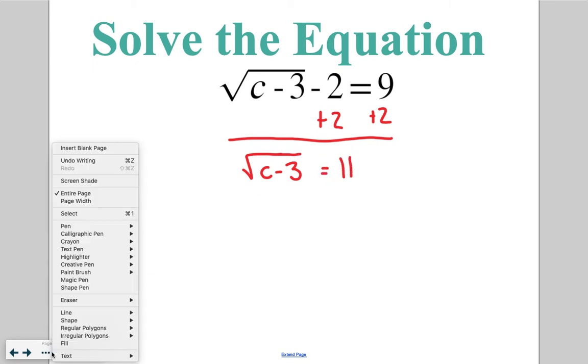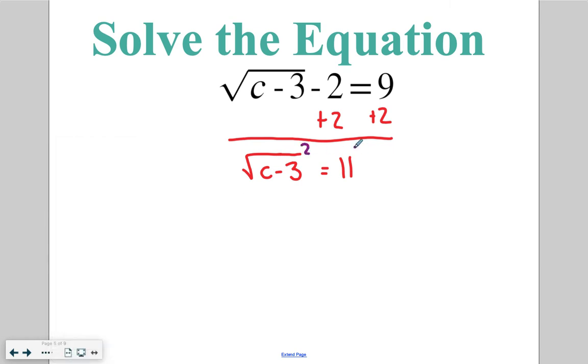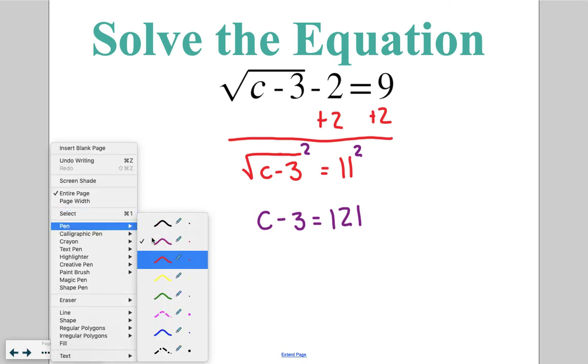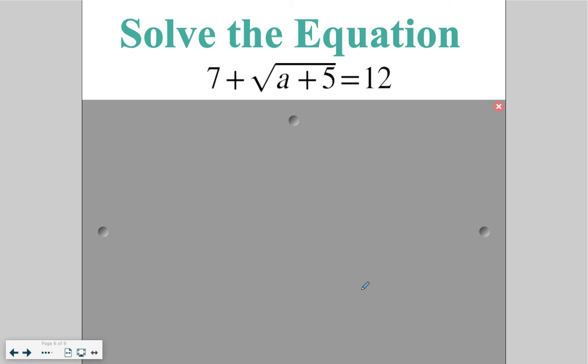Nothing is outside of the radical, so I'm going to go ahead and square to get rid of that. So when I square both sides, inside the radical stays as c minus 3, and that is equal to 11 squared, which is 121. In order to finish solving, I'm going to need to get rid of that minus 3. So I'm going to add 3 to both sides, giving me a final answer of c is equal to 124. Go ahead and try this one on your own.